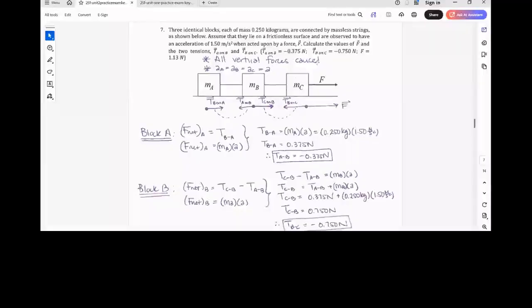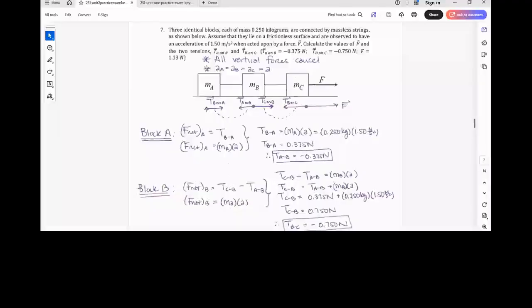Now, there are a couple of things that I have noted here. I'm not saying anything about the vertical forces acting on these blocks because I know they're going to cancel. This is a flat surface. It's a frictionless surface. So the vertical forces balance out. I know that the horizontal forces don't balance out because there's an acceleration in the horizontal direction. So because that acceleration has to be the same for all three blocks, there's no point in holding on to the subscripts on this acceleration. I'm just going to call them A.